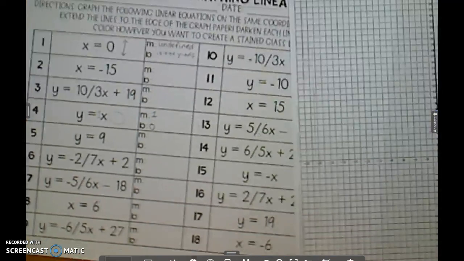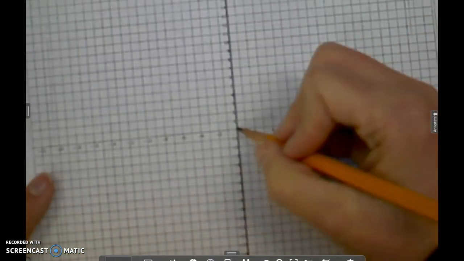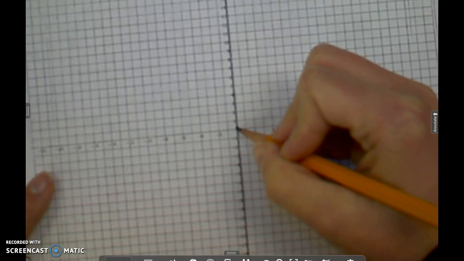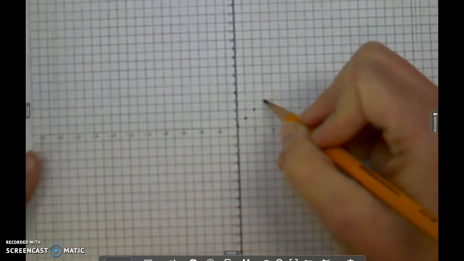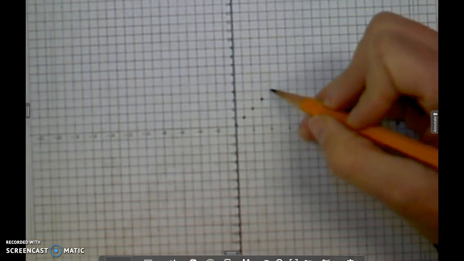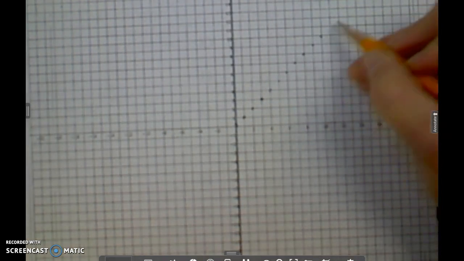How does that translate to our graph? Let me zoom in a little bit. I zoom in on my origin. I'm going to start here on my origin. That's my first point. And then I'm going to do my slope, which is up 1 over 1, up 1 over 1, up 1 over 1. And I would keep going in that fashion until I run out of room. And I think we get the idea.